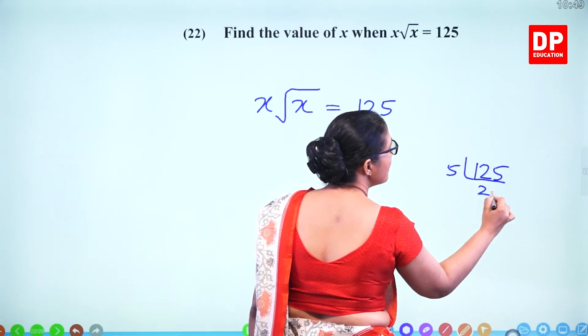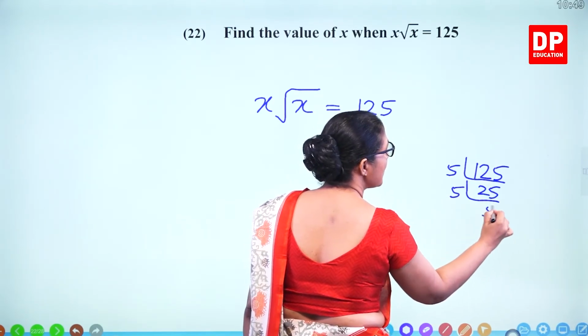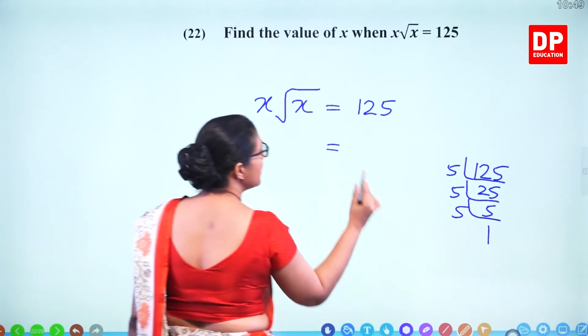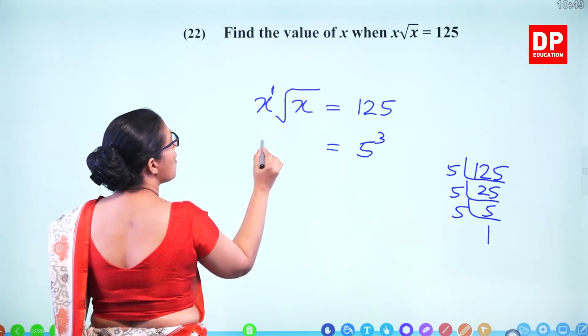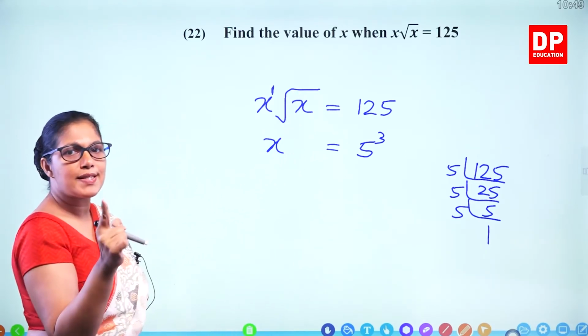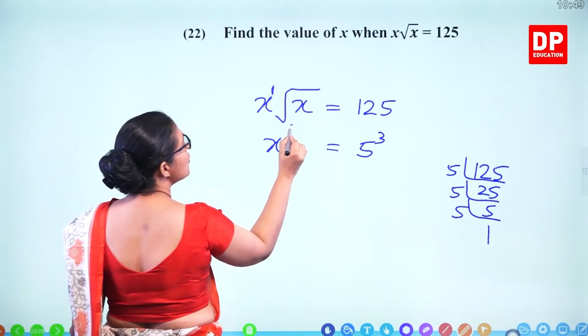Divide by 5, you get 25. Divide by 5 again, 5. So 5 to the power 3. Here, this is power 1, this is half. So, that means 1 plus half, 3 over 2.